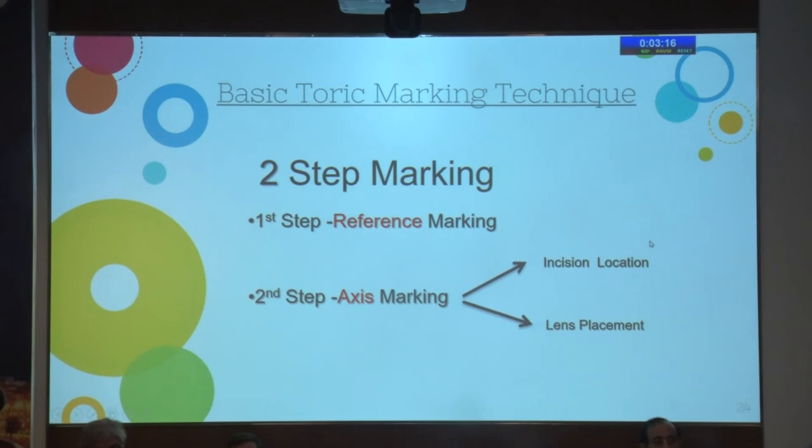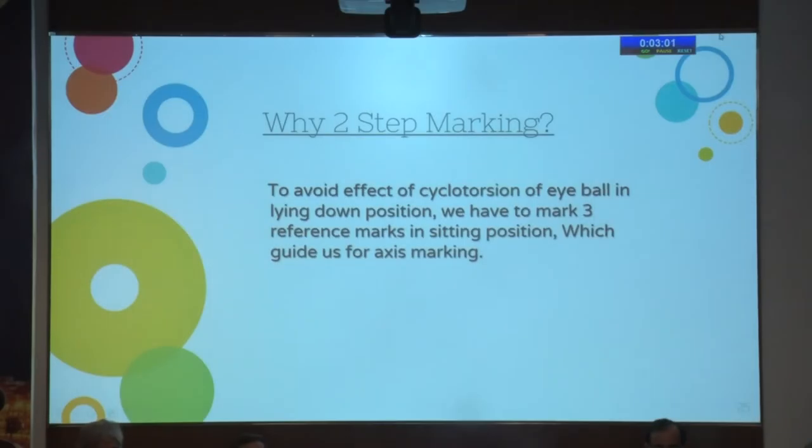Reference marking we need 3 marks, 3, 9, and 6 o'clock, and then we have to take the patient to the operation theater and we do axis marking, that is incision location and lens placement. One for incision and 2 marks for lens implantation. If we want to avoid this two-step marking, we have instruments, equipment in our own setup by which we can do reference mark, incision location and implantation of lens. Only this three marking in sitting position. Why do we need this two?